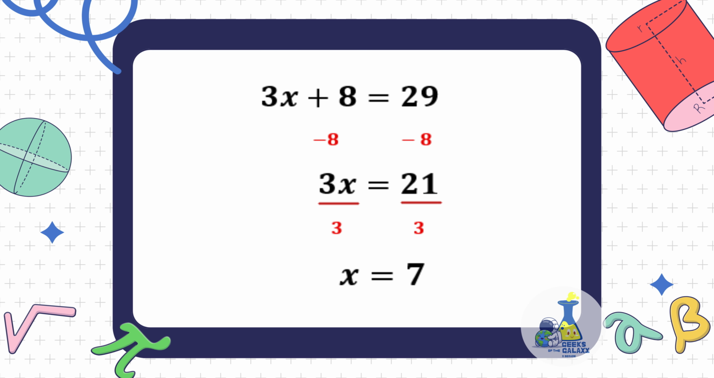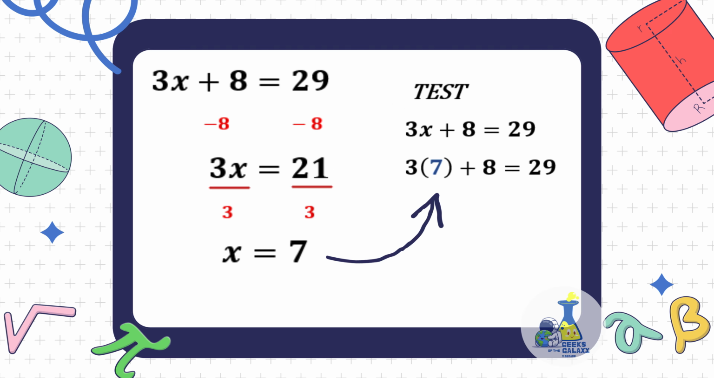We have to go one step further to get x alone. The inverse operation of timesing with 3 is dividing with 3, which we do on both sides of the equation to get an answer of x equals 7. We substitute our answer into the initial equation to test it. 3 times 7 is 21 plus 8 is 29. Again, the two sides of the equation are equal, which means our answer was correct.